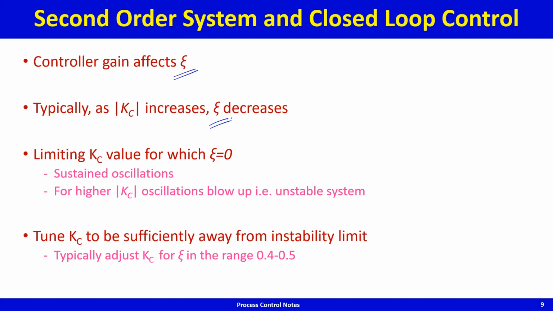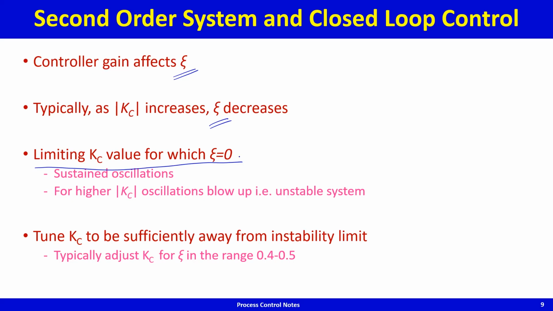Okay, for systems that are third order or more, if you crank up Kc sufficiently high, you will start getting sustained oscillations. Your chi will go to 0. If you crank up the gain further higher than that, then you'll get oscillations that blow up, implying that chi has gone negative. So we are interested in that limiting value of Kc for which you get sustained oscillations, that is chi equal to 0.